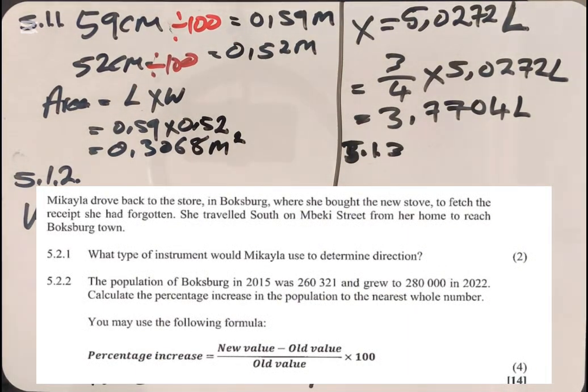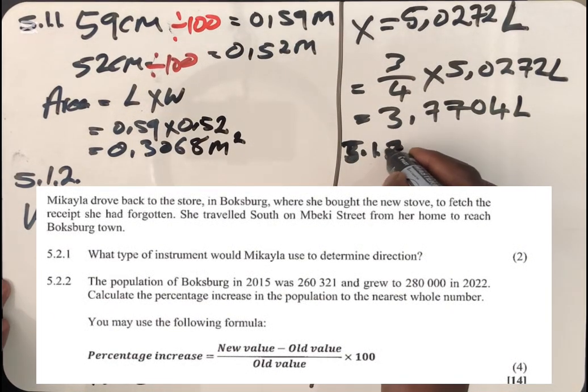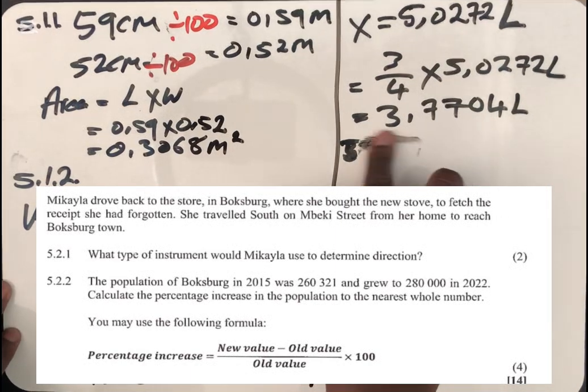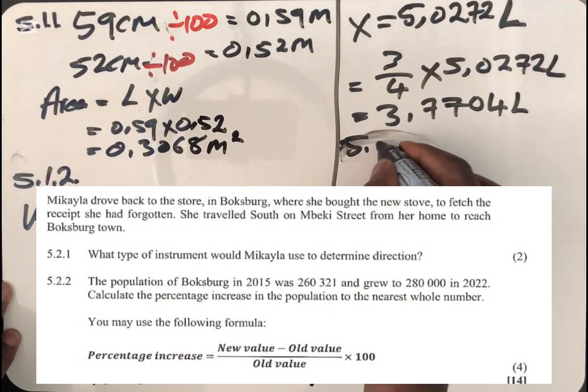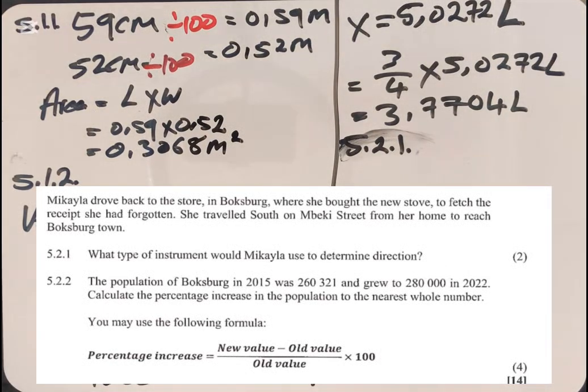5.1.3. Moving to the next question here. Point 2. We don't have 3, it's point 2. 5.2. 5.2.1. 5.2.1, it says, Michaela drove back to the store in Boxbeck, where she bought the new stove, to fetch the receipt she had forgotten. She traveled south on Becky Street from her home to reach Boxbeck town.